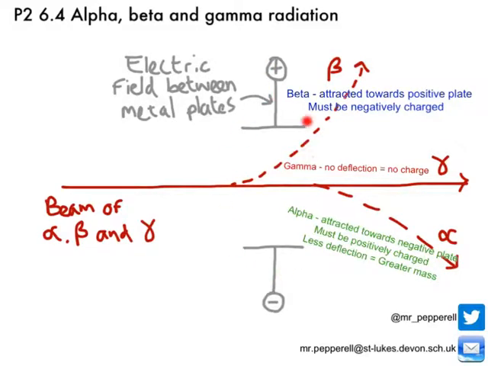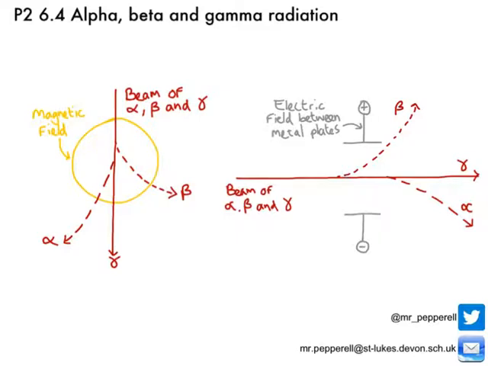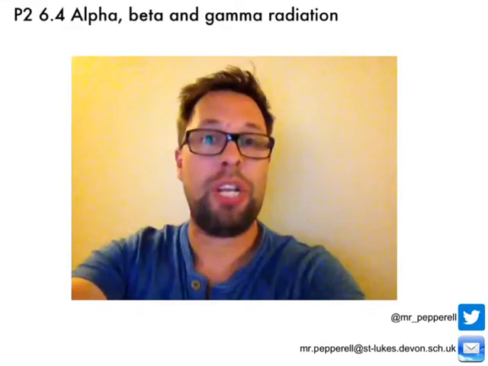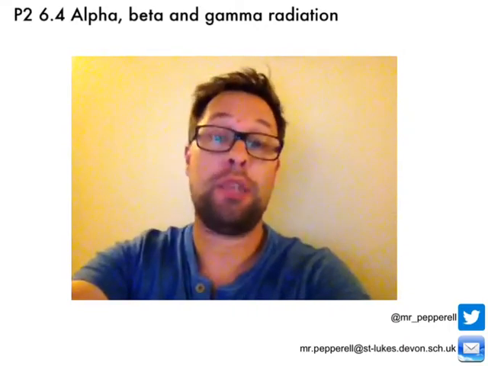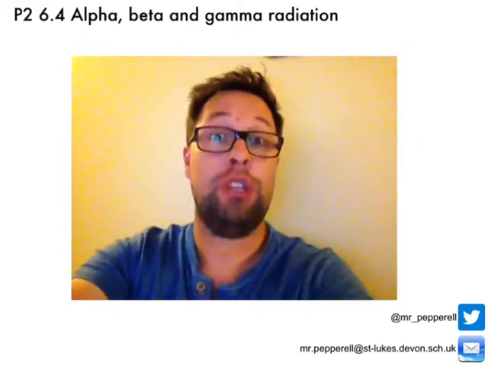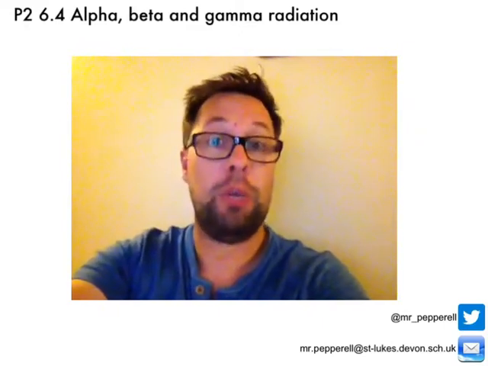In the exam, what they may do is give you one of these diagrams, or they might give you both of the diagrams, and ask you to predict which way the alpha, the beta and the gamma will be deflected by a magnetic or electric field. So you need to know what happens to them and why. So that's what you're going to need to know about the nature of alpha, beta and gamma radiation. And remember, you are going to need to understand and be able to explain the diagrams of the magnetic and electric field that we looked at.